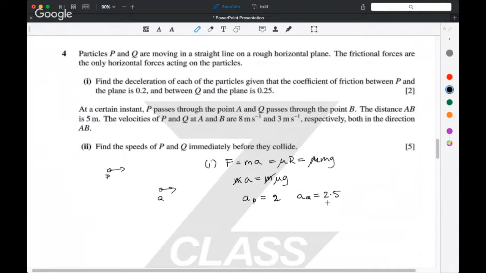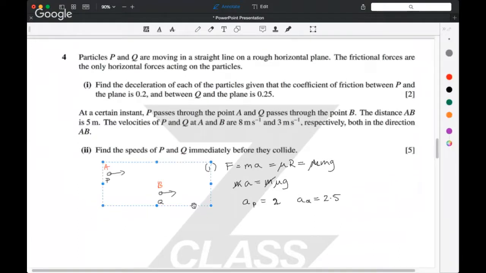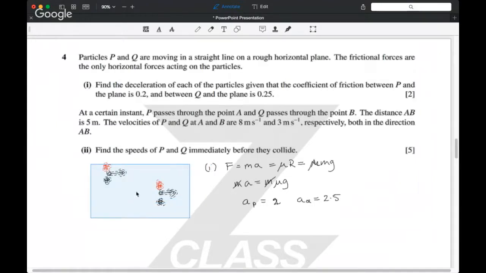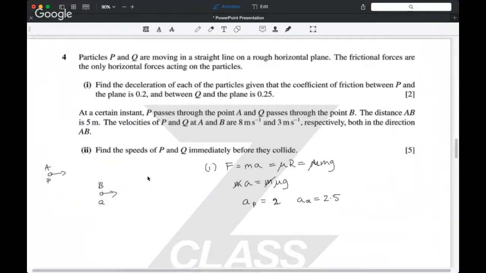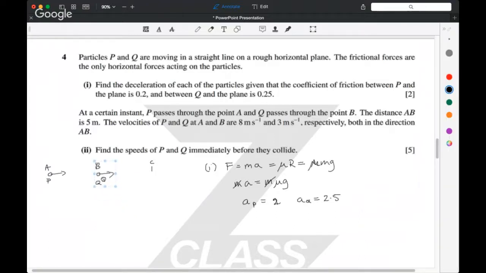Okay, so now it becomes important to think about this physical situation. So if I have some point A, which P is passing, at the same time that Q is passing B, and then eventually, let's just move that a little. Let's move that over there. And then at some point later, they will collide at some point C. So just to make this absolutely physical, at some point C, they will collide.